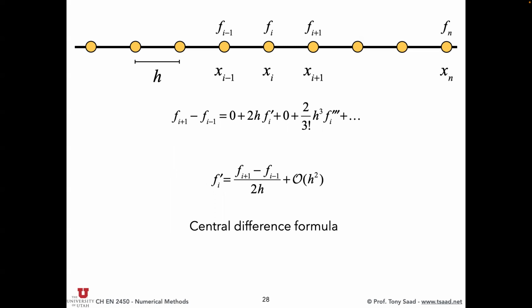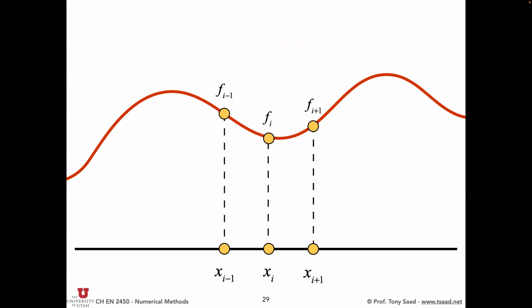It doesn't cost you anything more than the first order methods, right? The first order methods used f_{i+1} and f_i, or f_{i-1} and f_i. This one used f_{i+1} and f_{i-1}, no more points, but gives you a second order method. Okay, it squares your accuracy, which is amazing. And this is called the central difference formula.